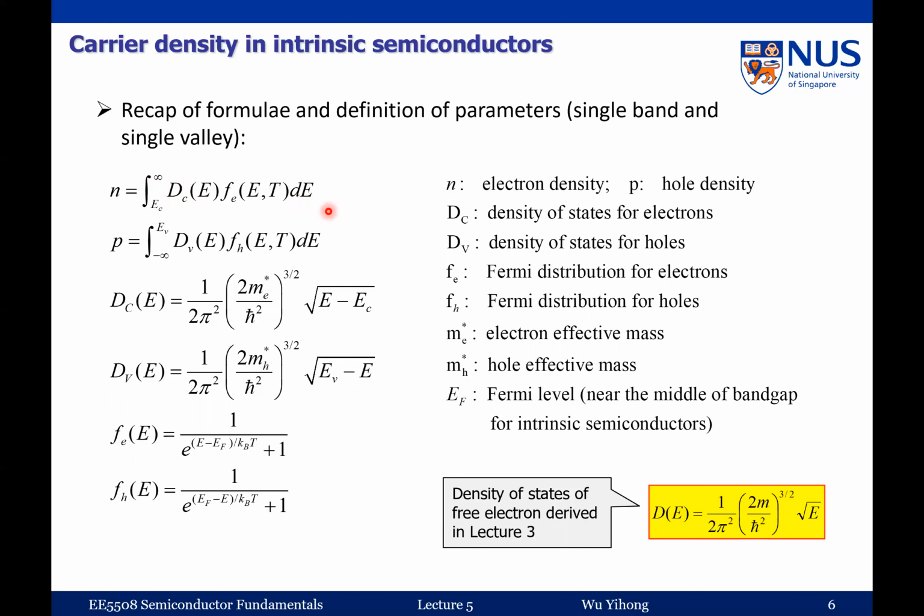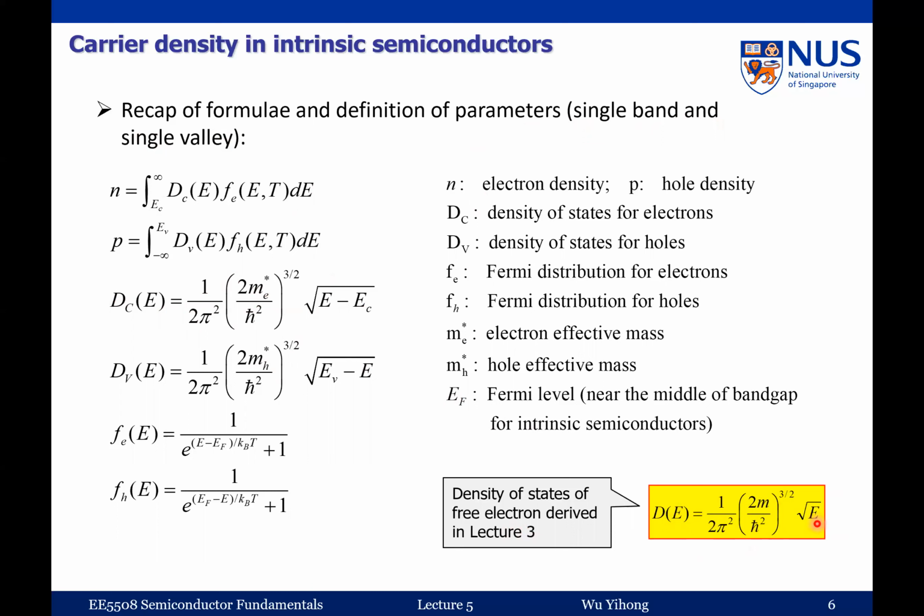Now we just need to find the closed form of the density of states and the Fermi distribution function, right? For the density of states, if we are concerned with a single band and a single valley, it is given here. This is what we already derived in the last lecture, and it is very similar to the density of states of a free electron in the 3D case, right? What we did was just replace this m by the effective mass. This is for a single band and single valley, okay?